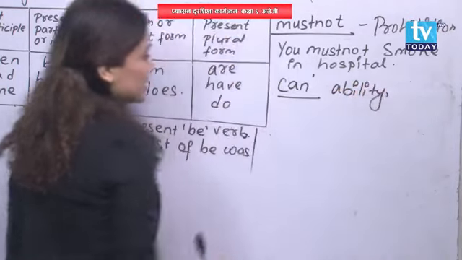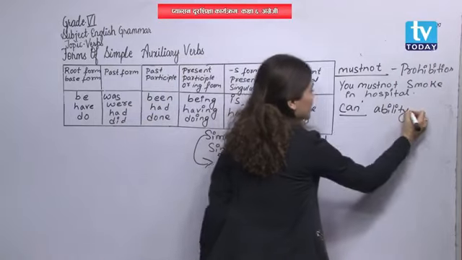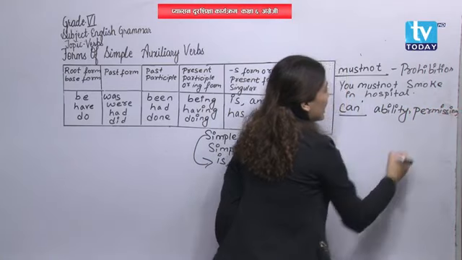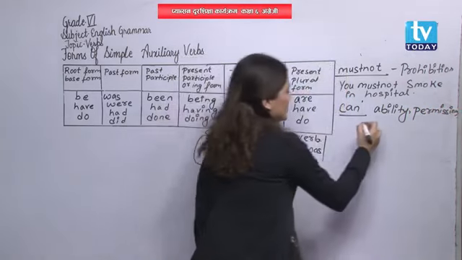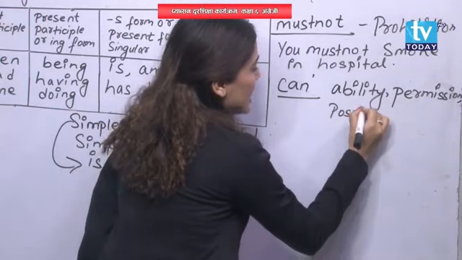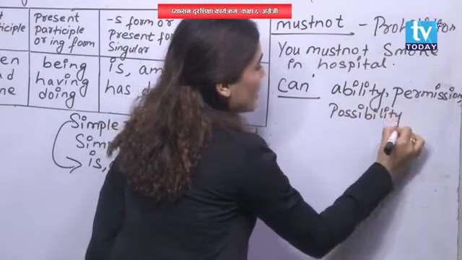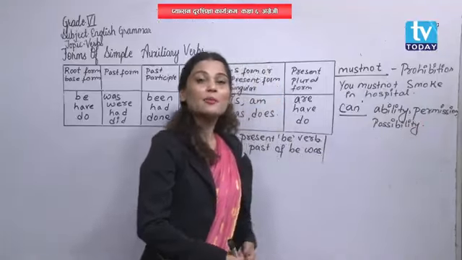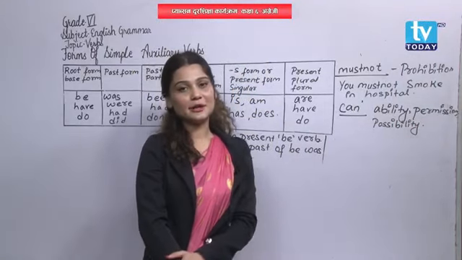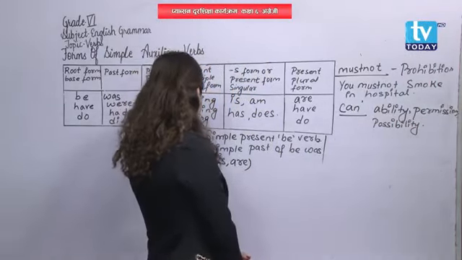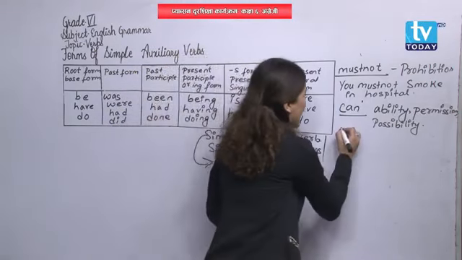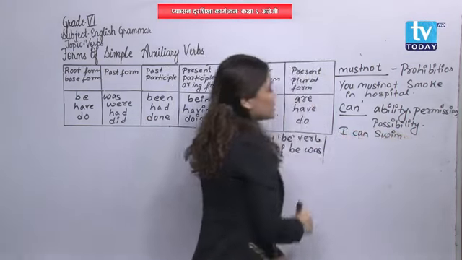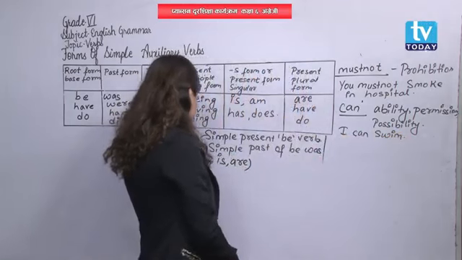This is an ability. Not only ability, this is a permission. And another one? Yes, possibility. Can means ability, permission and possibility. So what will be the sentence here? I can swim. I can swim. And another one?